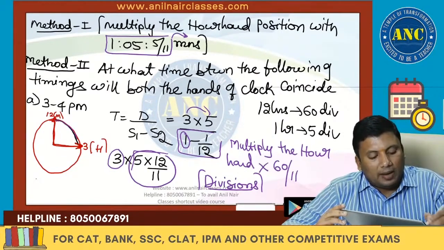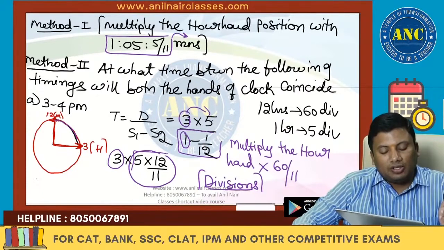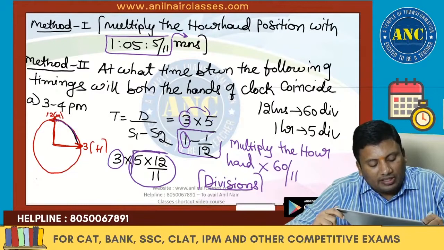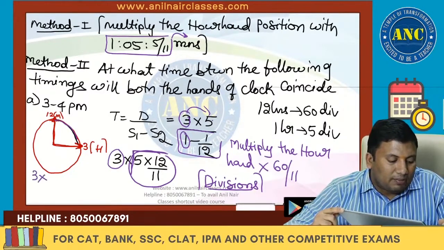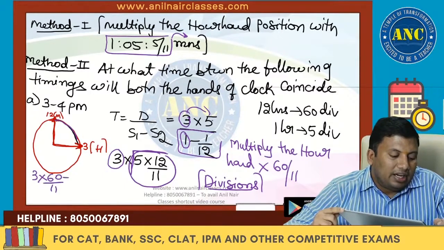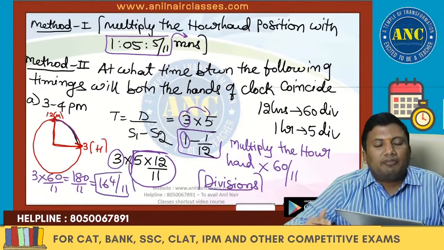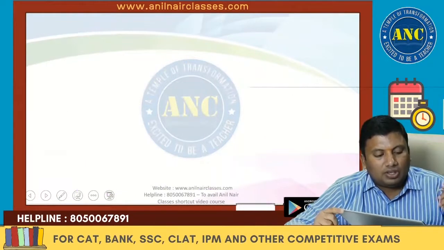12 to 3 gap is 3 hours, 1 hour is 5 divisions, divided by 1 minus 1 by 12. The numerator is 12 by 11. So it is nothing but 3 into 60 by 11. It is quite visible in your answer options, right? 3 into 60 by 11 is 16 4 by 11 past 3 o'clock.